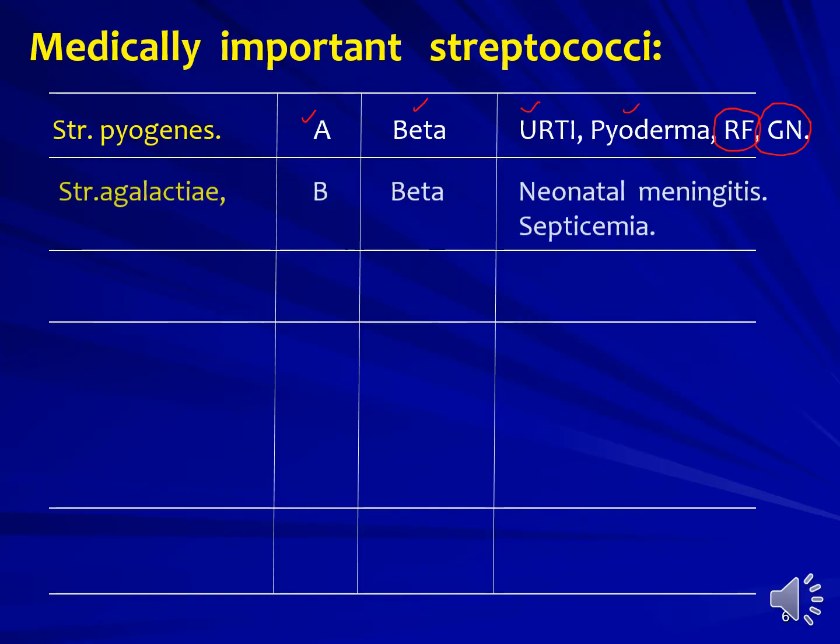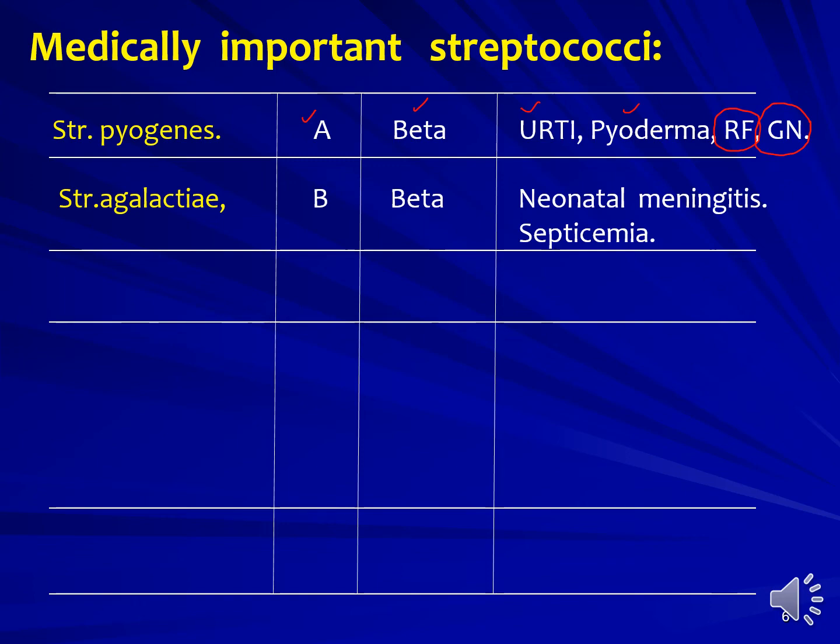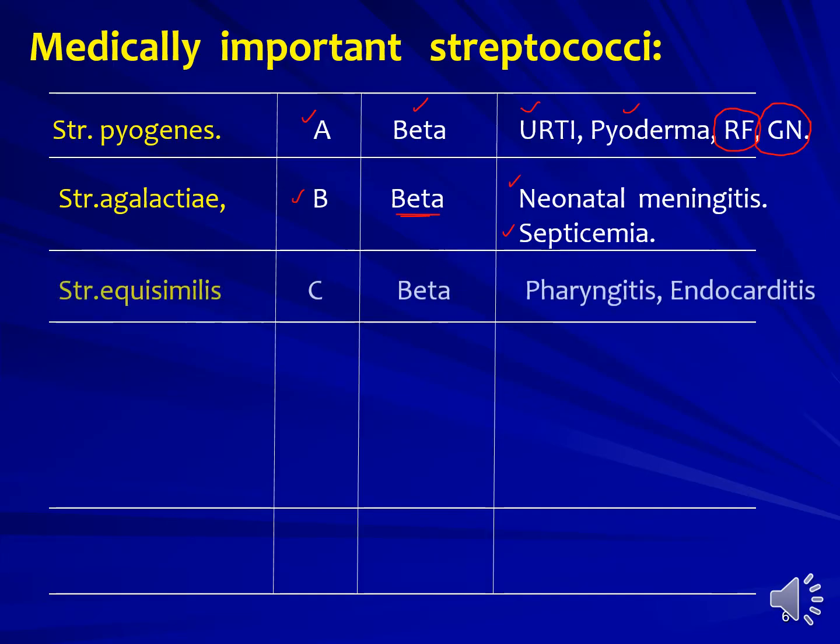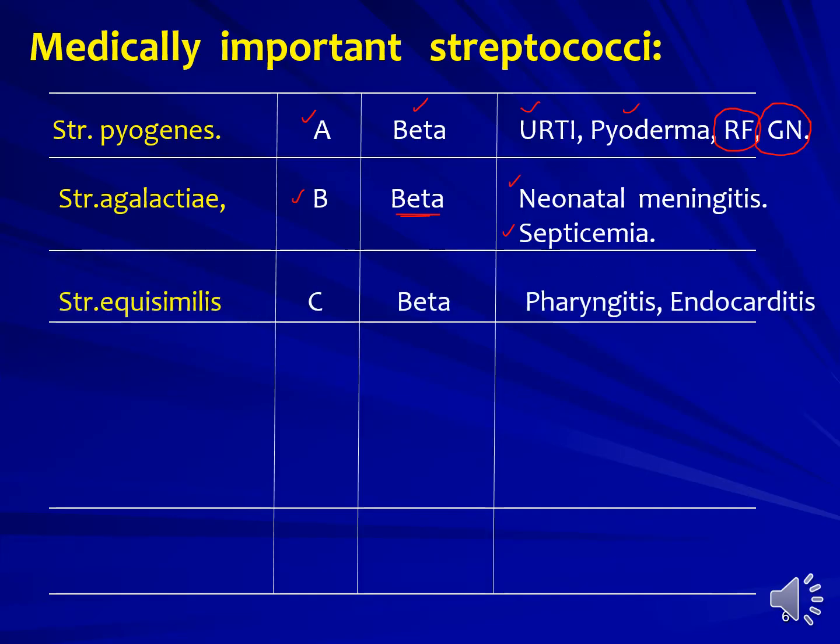And next one is Streptococcus agalactiae, which belongs to the group B streptococci, but again produces beta hemolysis and is commonly associated with neonatal meningitis, the meningitis in the newborn or early newborn, and septicemia, another problem with Streptococcus agalactiae. And Streptococcus equisimilis belongs to group C and also produces beta hemolysis and is associated with pharyngitis and also endocarditis.